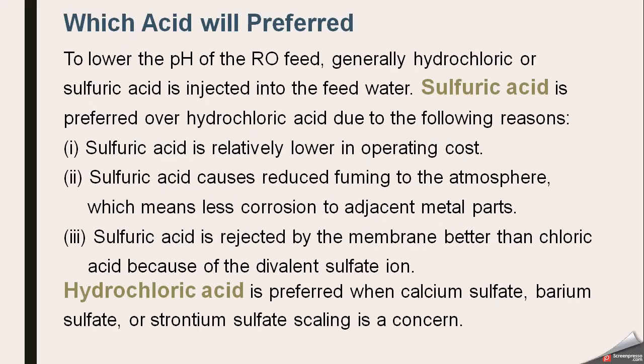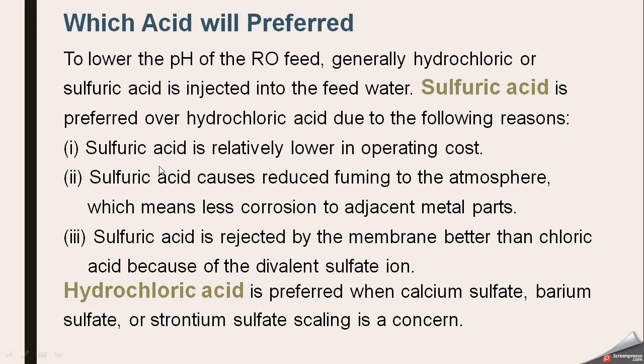Now there is an important question, because normally two types of acids are used for the adjustment of pH, which are sulfuric acid and hydrochloric acid. Now which acid will be preferred? I will describe it here. Because the function of acid addition is to lower the pH, so as to control the scale formation, sulfuric acid is normally preferred over hydrochloric acid for the following reasons.